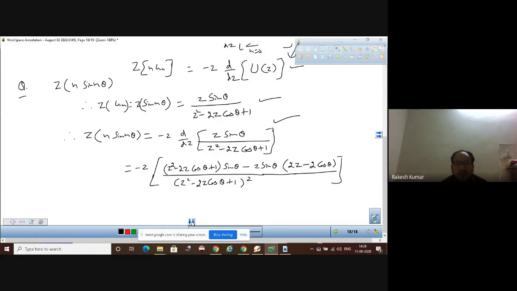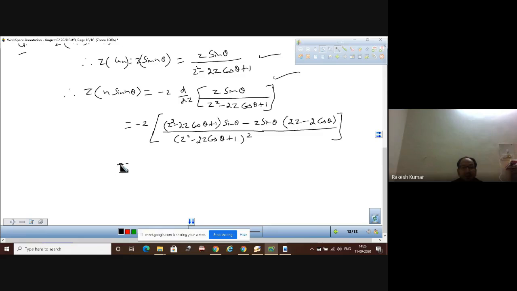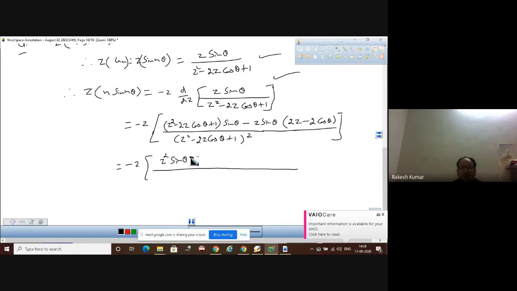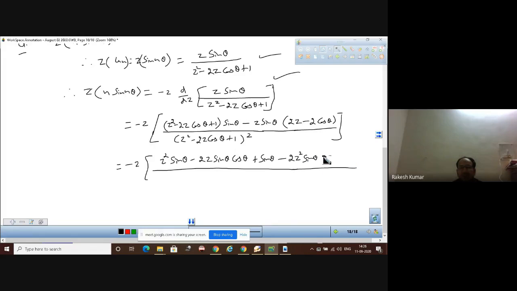So we need to simplify it. Let us simplify it more. Minus z, and in the numerator we should have z square sin theta minus 2z sin theta cos of theta plus sin of theta, and that will be minus 2z square sin theta, and the next term will be minus minus plus 2z sin theta cos of theta. And in the denominator, we should have the same term, that is z square minus 2z cos theta plus 1, whole square.